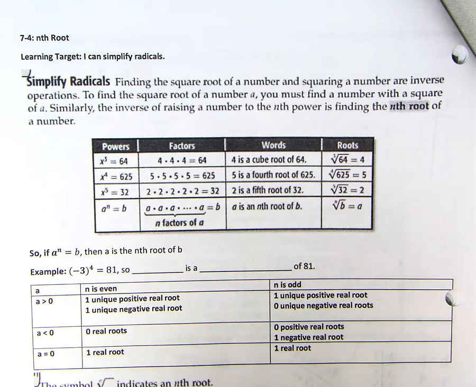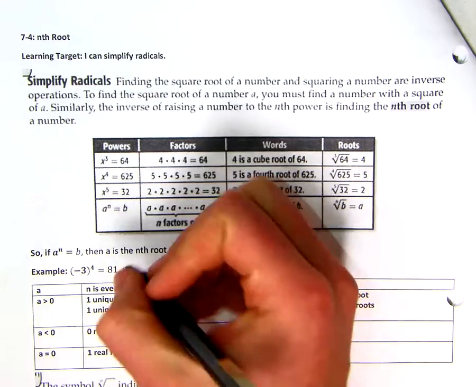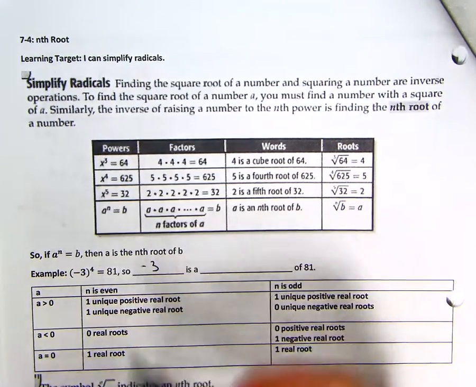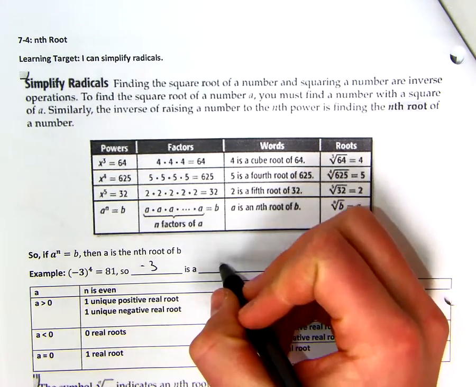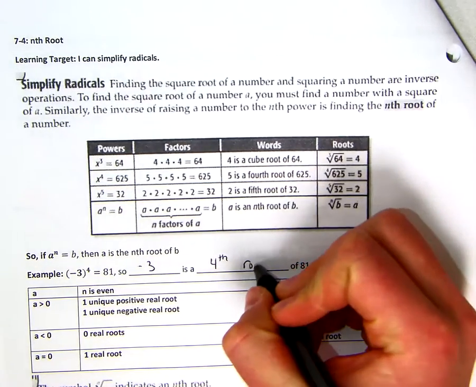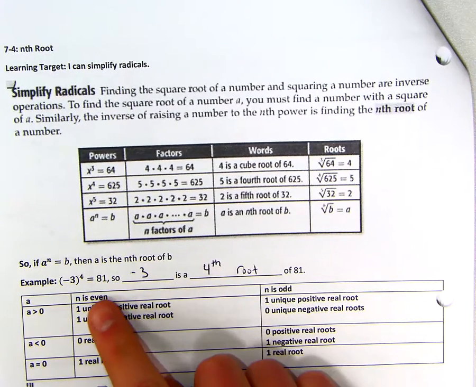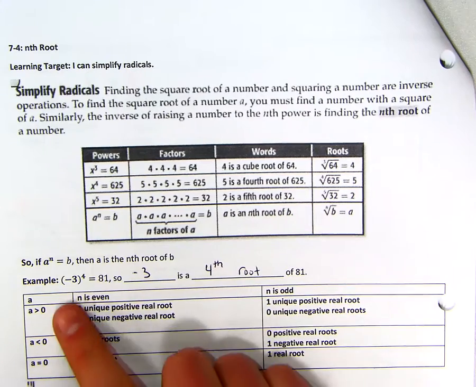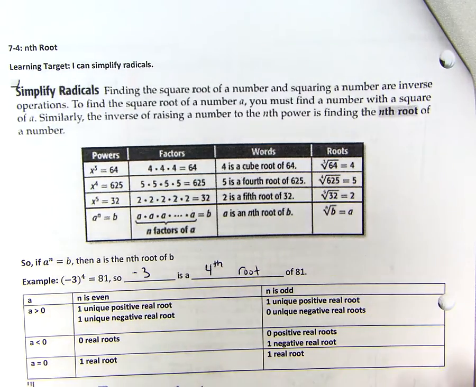So, for our example, negative 3 to the fourth equals 81. So negative 3 then, right, negative 3 is the a, is the fourth root of 81. Right, we're just filling in the blank here. So again, this works out. The general case always works out for this.